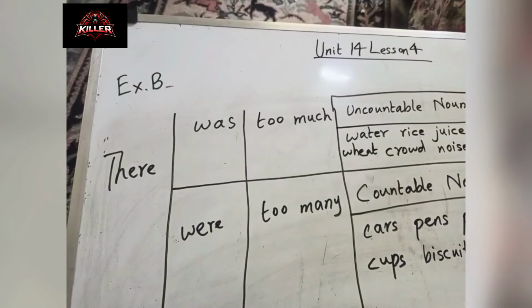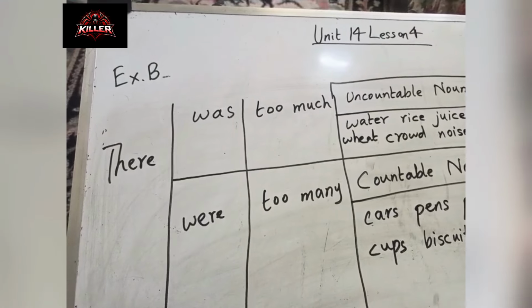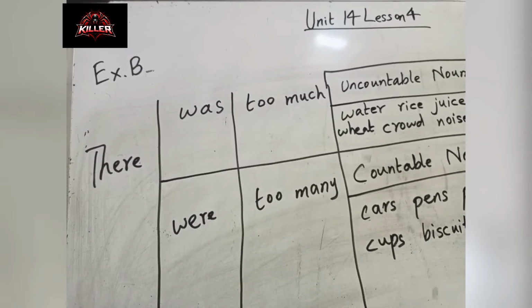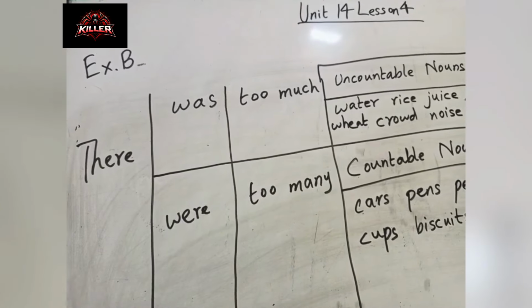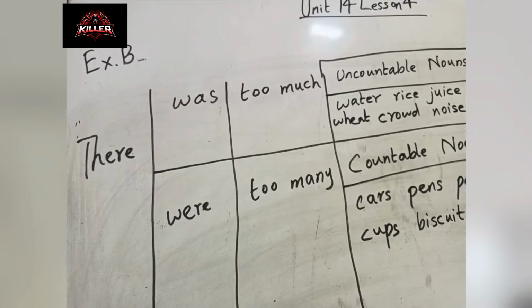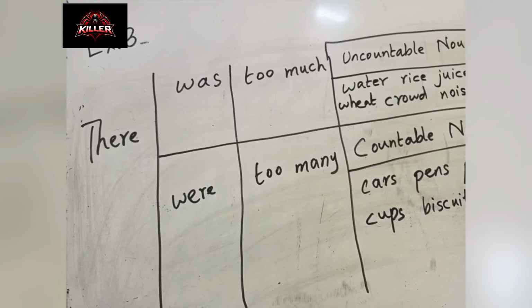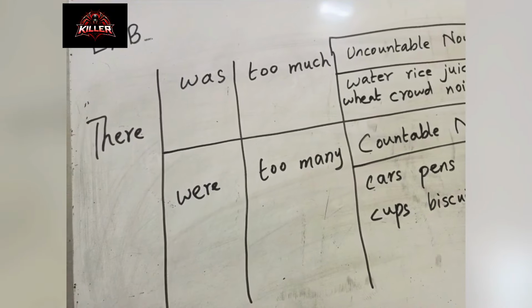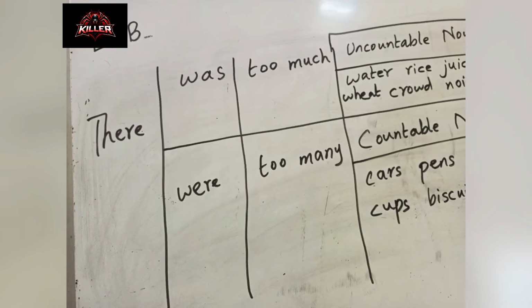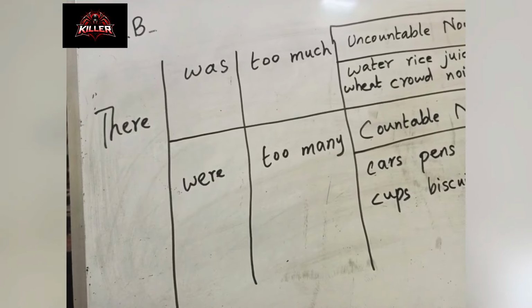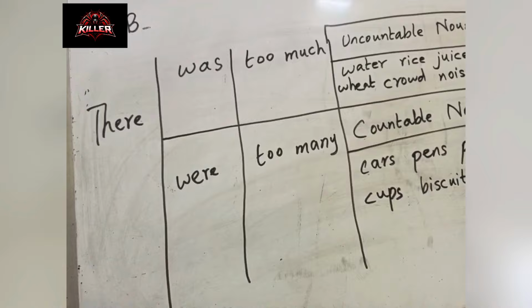So, class 4, today we are again revising exercise B from unit 14, lesson number 4, so that you could understand it completely and you could do the worksheet very easily. In this exercise, you are going to make sentences. You are going to start your sentences with there, and you are going to make sentences in the past tense by using too much and too many.